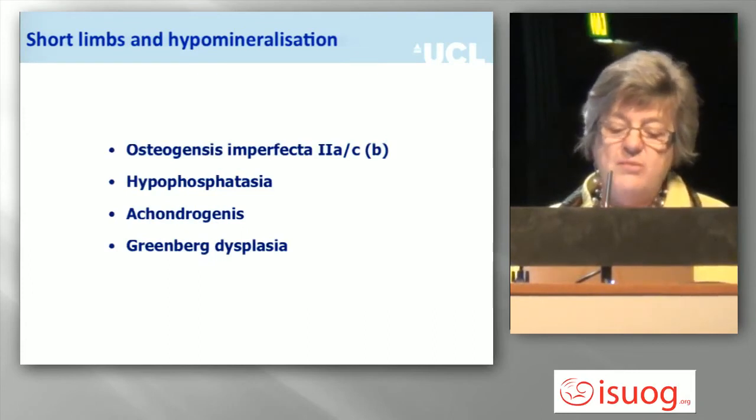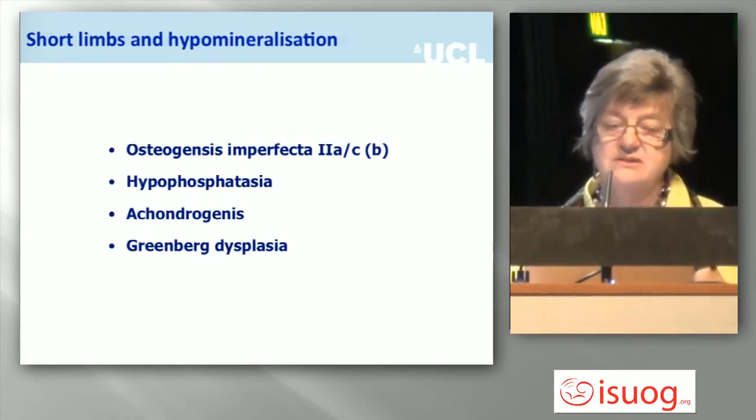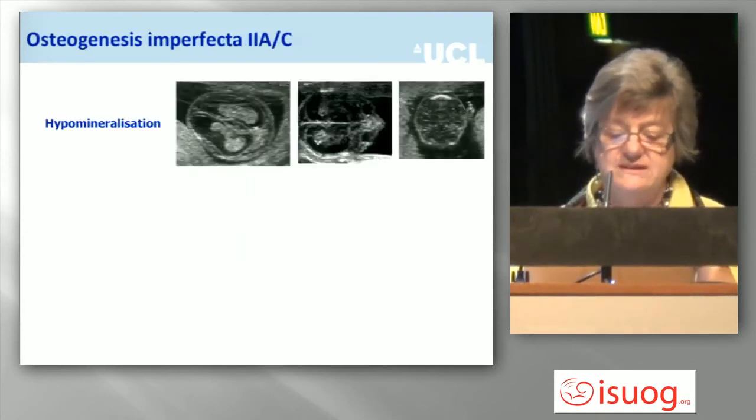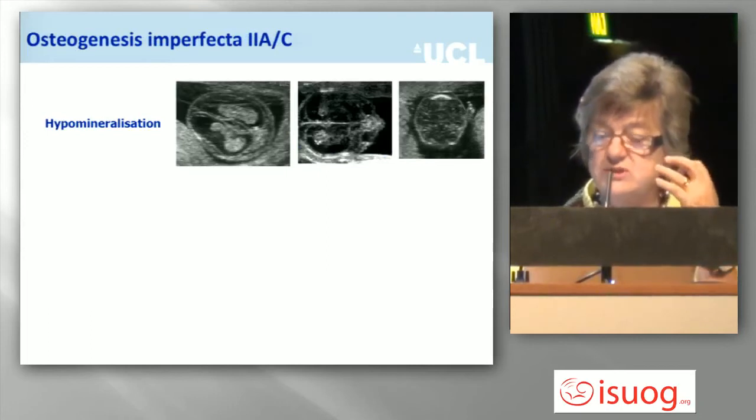The other common-ish finding with short limbs is hypomineralization, and these really are the four conditions which you need to be thinking about when you have hypomineralization. The commonest of which is going to be osteogenesis imperfecta. We've talked about that before.